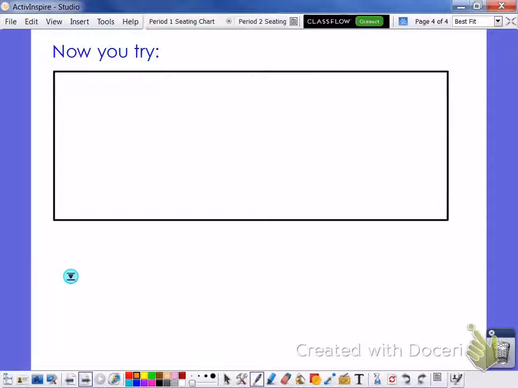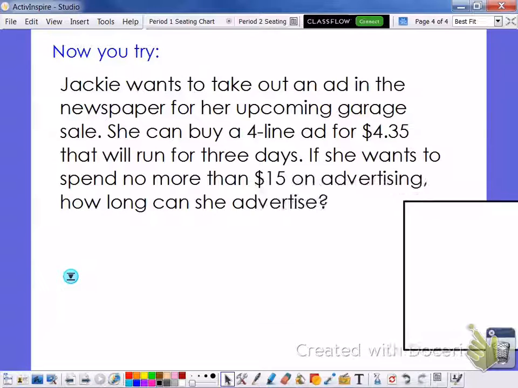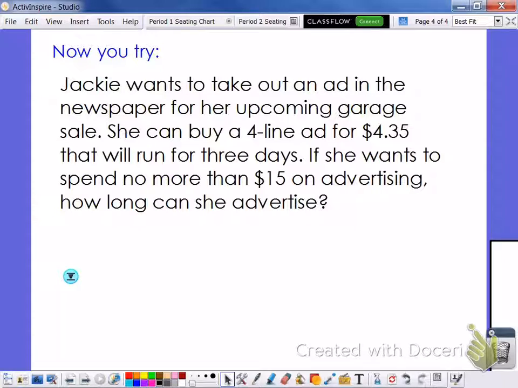All right, so that's all the notes that we're going to be doing together. So now we have the problem that you want to try by yourself. Okay, so Jackie wants to take out an ad in the newspaper for her upcoming garage sale. She can buy a 4-line ad for $4.35 that will run for 3 days. If she wants to spend no more than $15 on advertising, how long can she advertise?